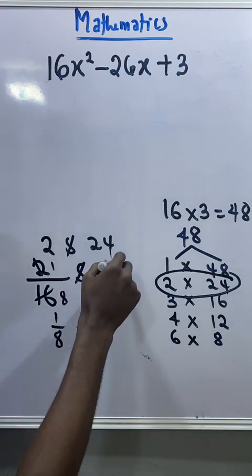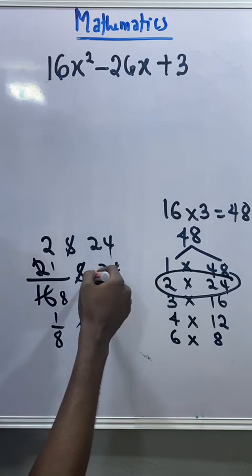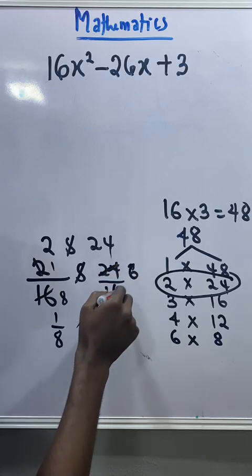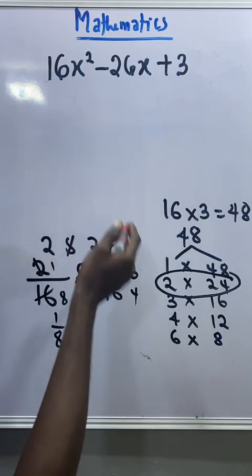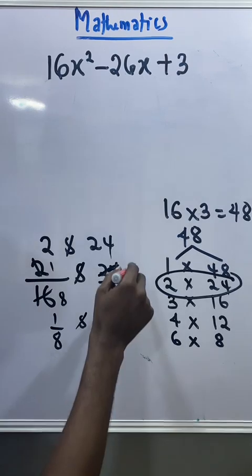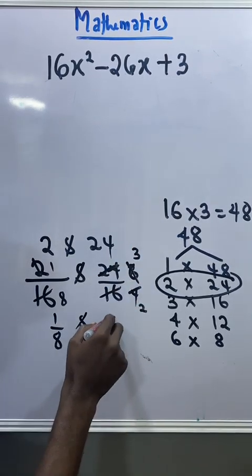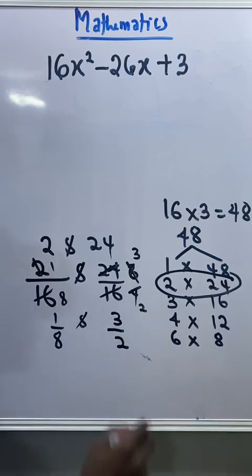And then for 24 over 16, 4 can go in this. 4 here, 6, and 4 here, 4. This can still reduce again. In short, 2 here, 3; 2 here, 2. So this is going to give me 3 over 2.